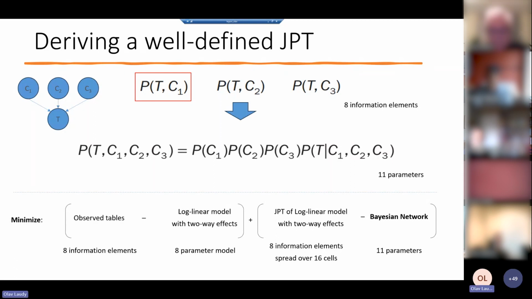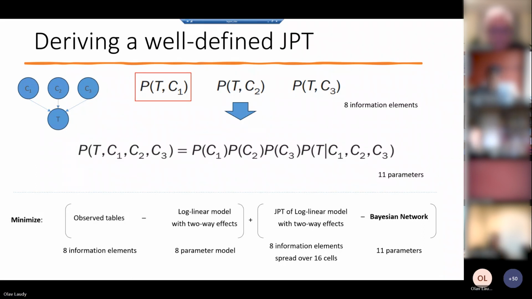It is not trivial how you go from these 3 observed tables to that Bayesian network. We have found a way that computes the most conservative Bayesian network given this input data. Note that in the conditional term of the Bayesian networks, the terms C1, C2, and C3 have more freedom than can be derived from the observed data.